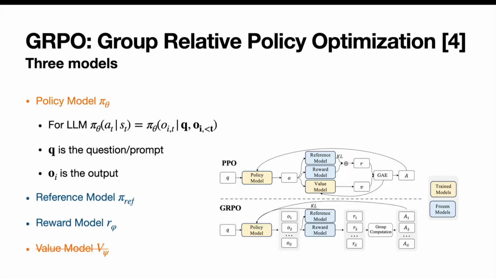The value model V_psi, GRPO removes it entirely. And because there is no value model, we also do not need GAE to estimate the advantage. Instead, GRPO computes the advantage from a group of sampled answers. We will see how on the next slide.